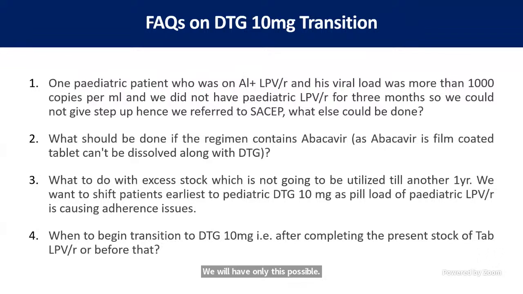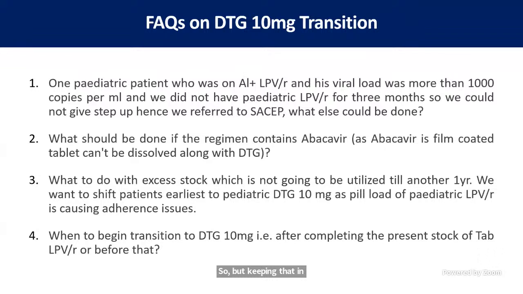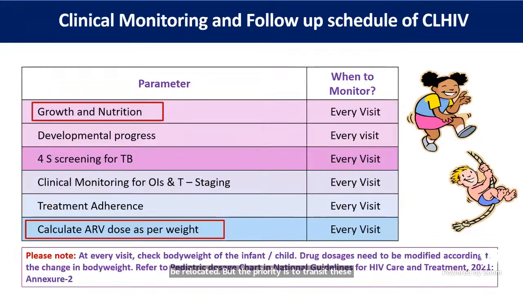Thank you. And when to begin transition to DTG, after completing the present stock of tab LPVR or before that? I think this question is already answered now, and don't worry about this stock. Definitely you need some amount of ritonavir boosted lopinavir stock in some situations. Keeping that in mind, the rest can be relocated, but the priority is to transition these children to DTG as early as possible.